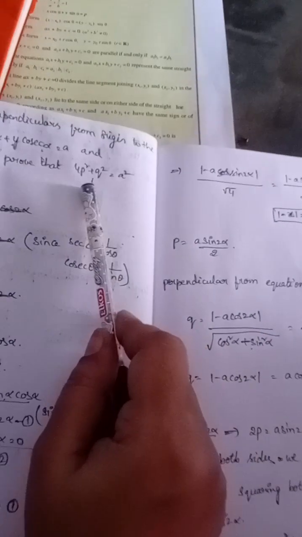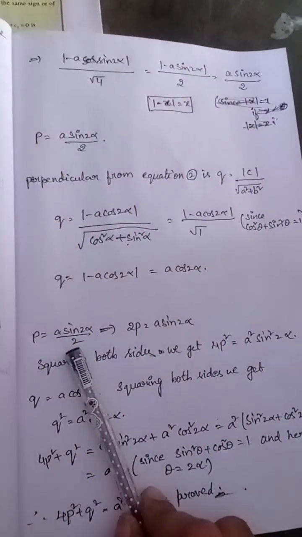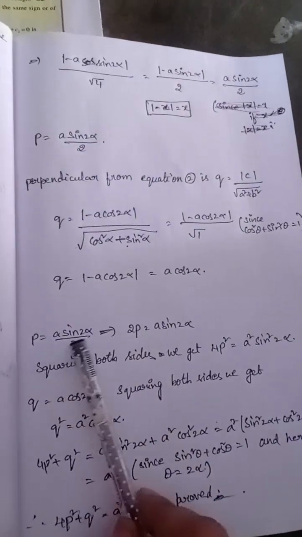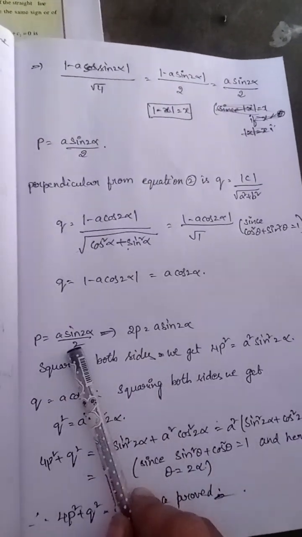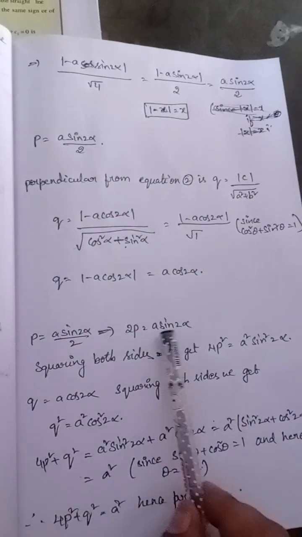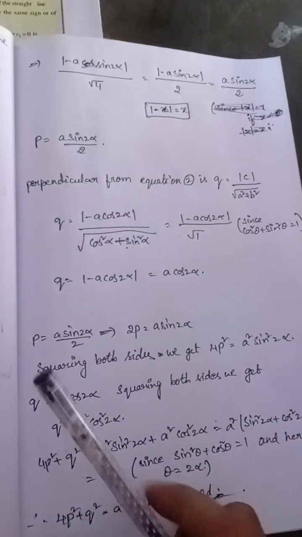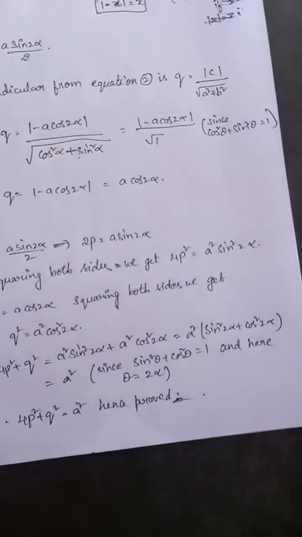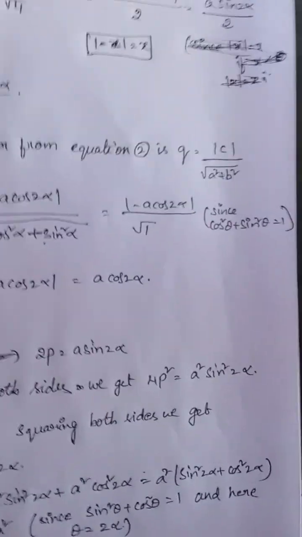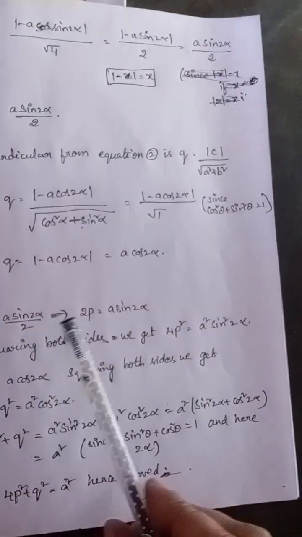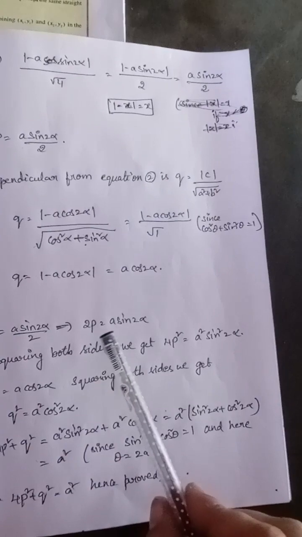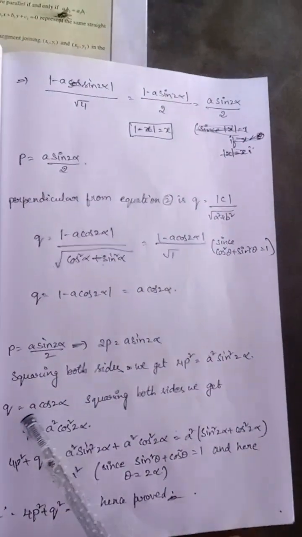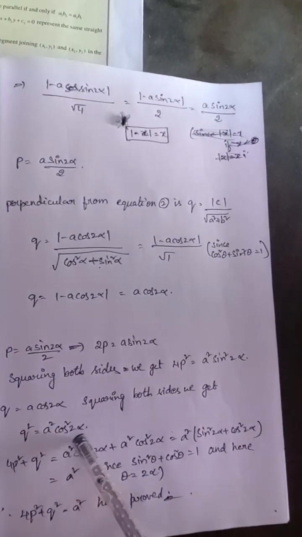Now what we have to prove here is 4p square plus q square equals A square. Now P I got here: P equals A sin 2 alpha by 2. Bring 2 to the other side, and you will get 2p equals A sin 2 alpha. Now we have to square both sides. Squaring both sides, we get 4p square equals A square sin square 2 alpha. And for Q also, squaring both sides, Q square equals A square cos square 2 alpha.